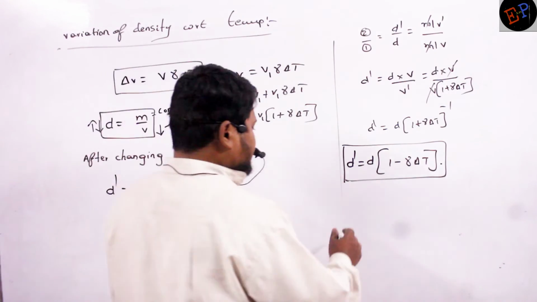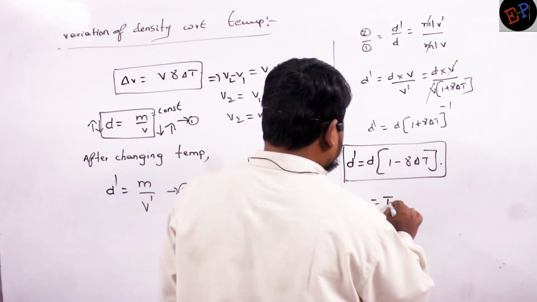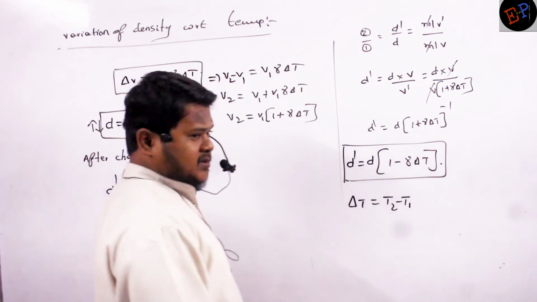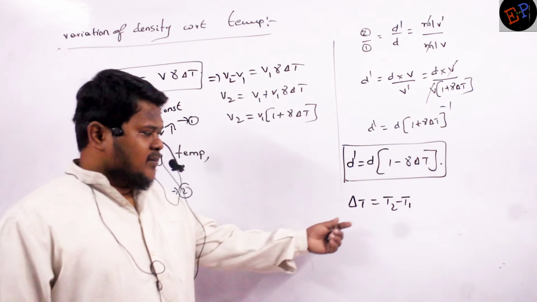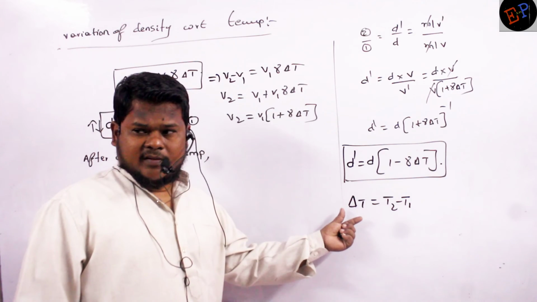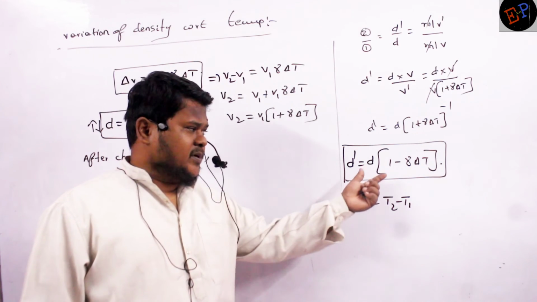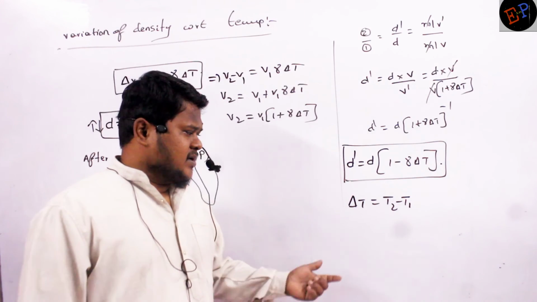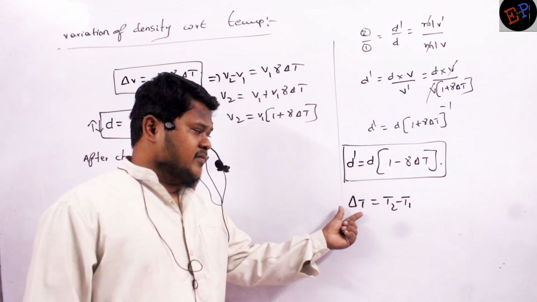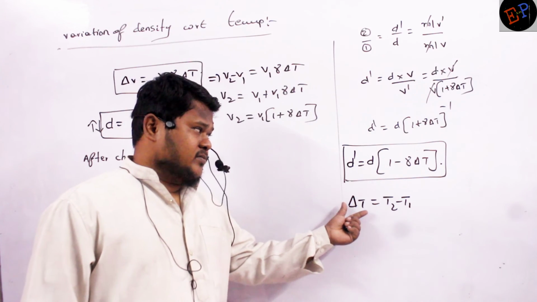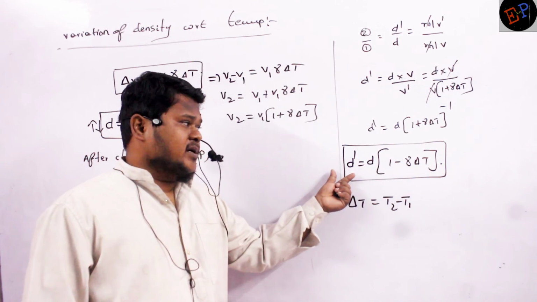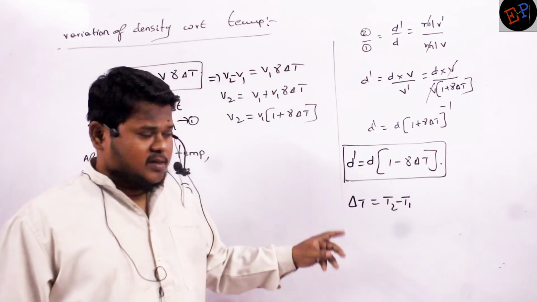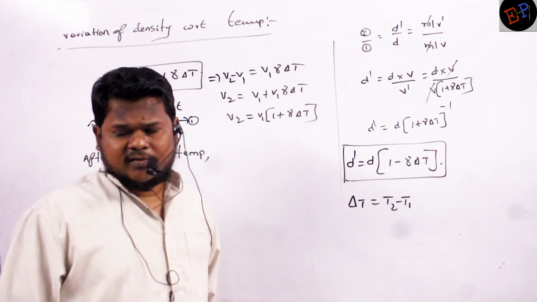And how do you write the change in temperature? Always final temperature minus initial temperature. If the final temperature is bigger, delta T will be positive. If delta T is positive, D dash will reduce, that is, density reduces. If T2 is lesser, then delta T will become negative. If delta T becomes negative, the D dash value increases. So depending on that, I hope you can understand what will happen.